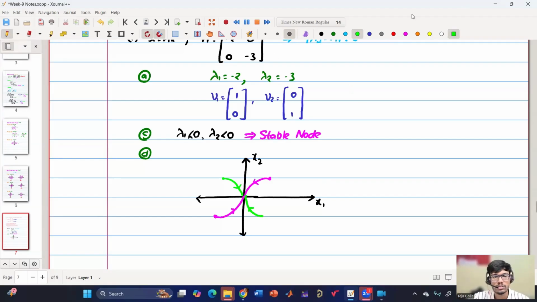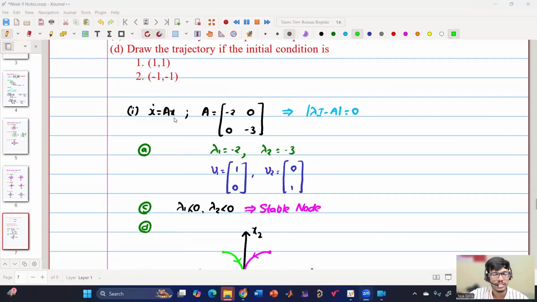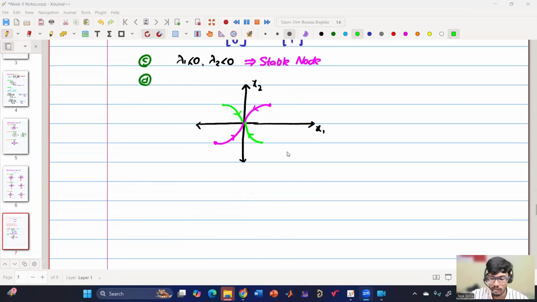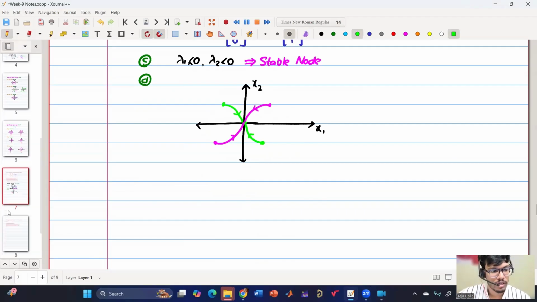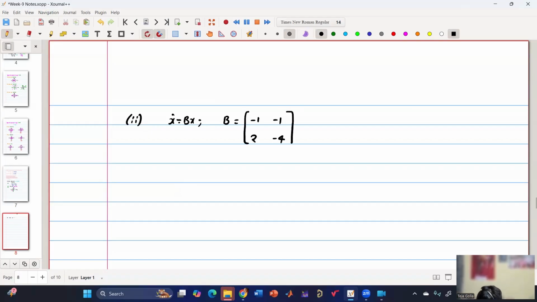Okay. So if the first part is clear, then we are going to solve for the second part, which is x dot equal to bx. So x dot equal to x is quite simple and straightforward. We have done. Now we are going to solve the next part. So for that, let us add. So x dot equal to bx. So this is now the second part. So x dot equal to bx and b is nothing but -1, -1, 2, -4.